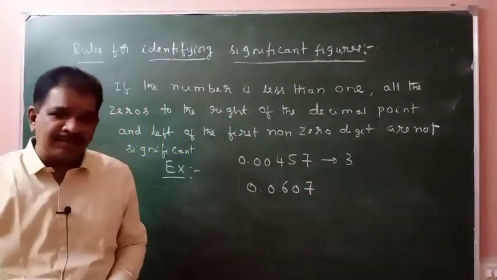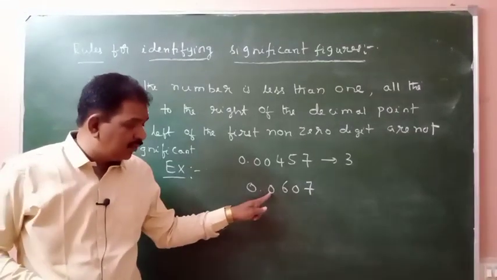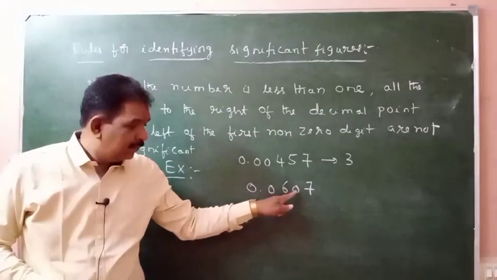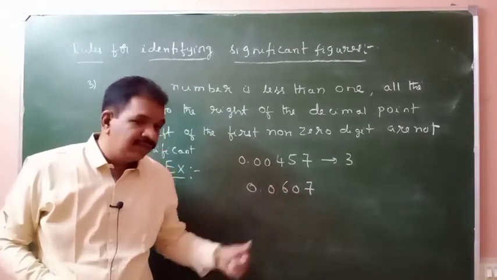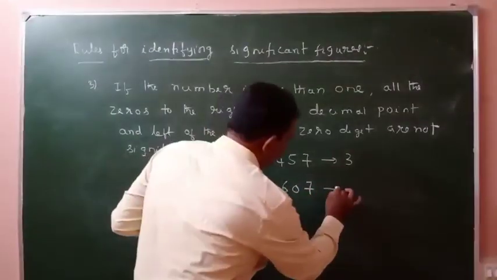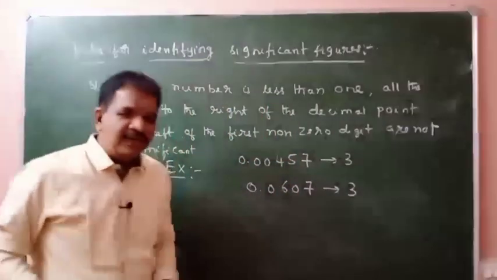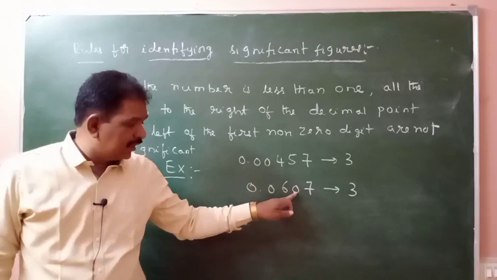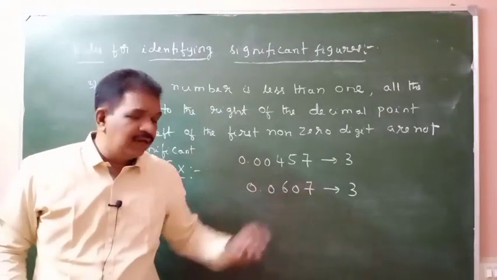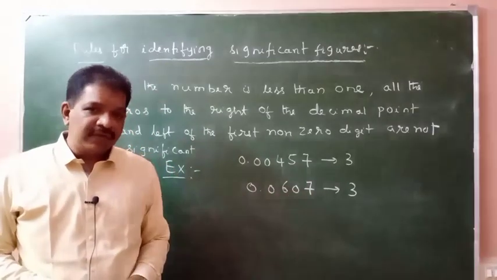For example, 0.0607. This zero is in between two non-zero digits, so it will be significant. So this number will have 3 significant figures.